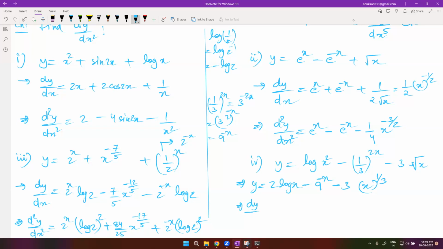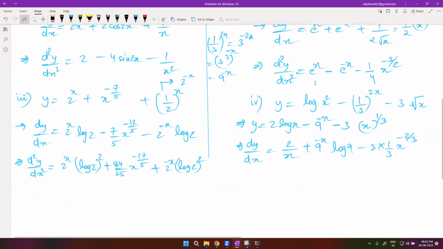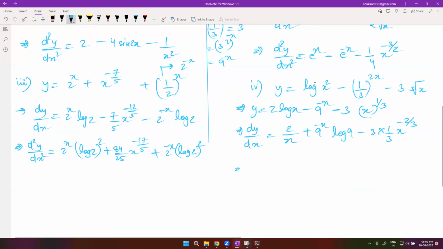Now dy by dx would be what? 2 by x. And this 3 into 1 by 3 x to the power minus 2 by 3. Again differentiating. Guys, please feel free to ask me your doubts.